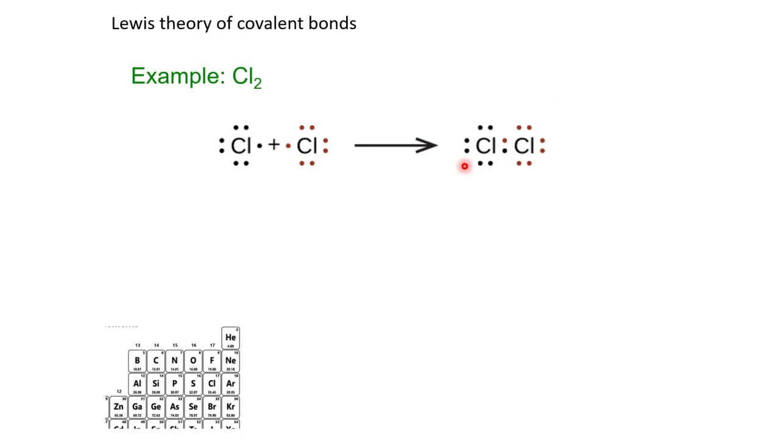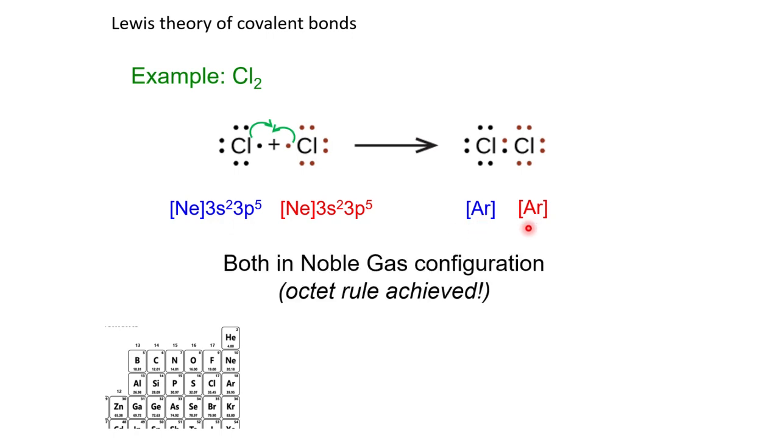In this way, an octet is achieved even though there was no actual transfer of electrons. We'll show this with arrows, where we have our arrows moving to push our electron towards our bond. We can see that we started with our configuration of 3s2 3p5, and now they each have the argon configuration, which means that we have the noble gas configuration. So again, we didn't create a noble gas, we just gave these chlorine atoms the noble gas configuration of electrons to satisfy the octet rule.